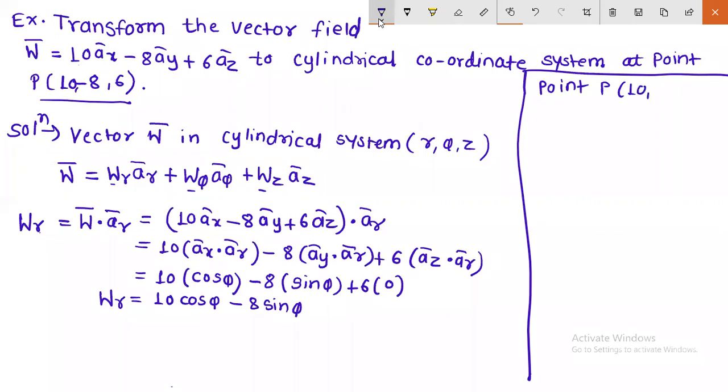The point P has coordinates 10, minus 8 and 6, meaning x, y and z terminal points are there. So we have to convert it into r, phi and z, that is cylindrical coordinates. So just tell me the formula. How to find this r? r is equal to square root of 10 square plus 8 square.